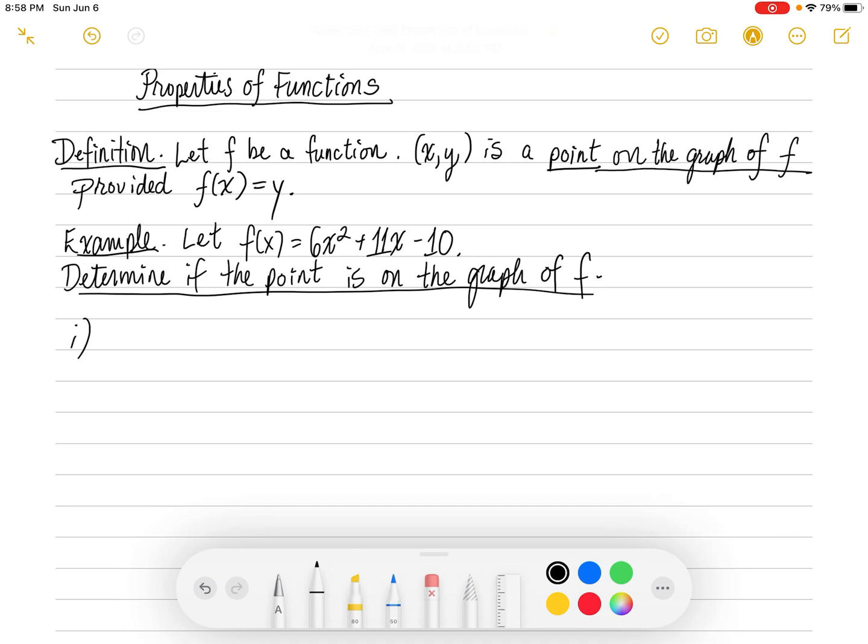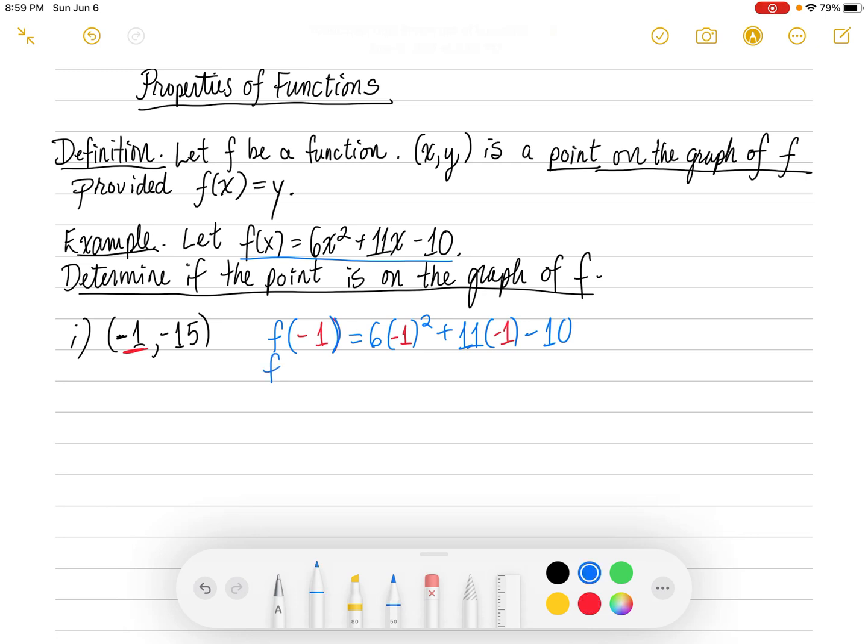So here's number 1. We're going to look at the point -1, -15. So what we're going to do, we're going to take -1 and plug it into our function f. So here goes. I'm going to take f and evaluate it at -1. When I plug -1 into the function, I'm going to first write a template with some blanks: 6 blank squared plus 11 times blank minus 10. Those blanks are where the x's were. Now, instead of those x's, I'm going to put -1 for my x's.